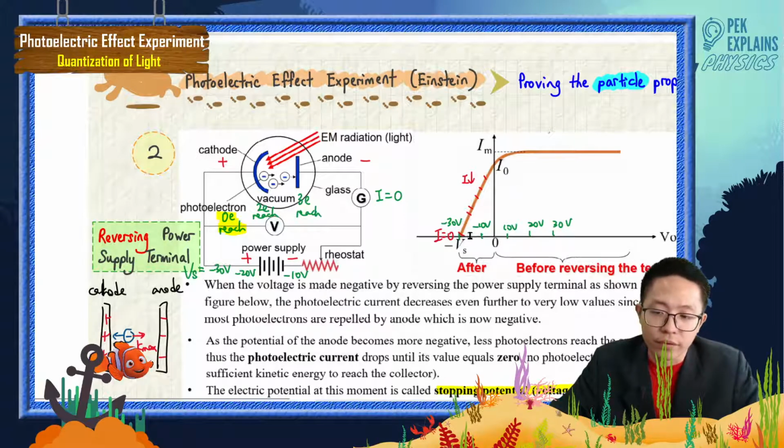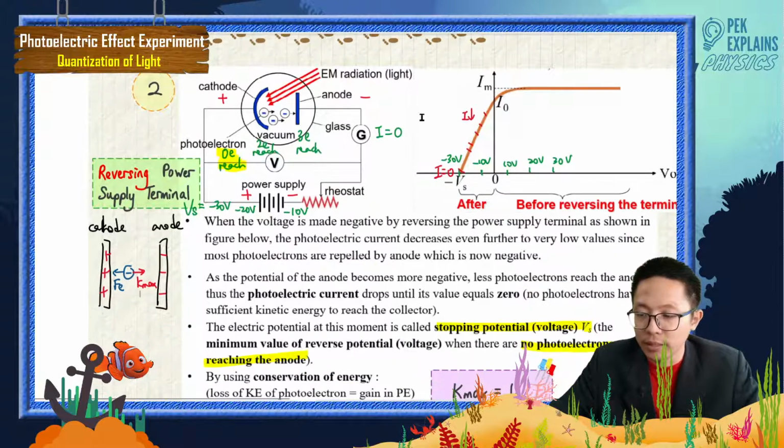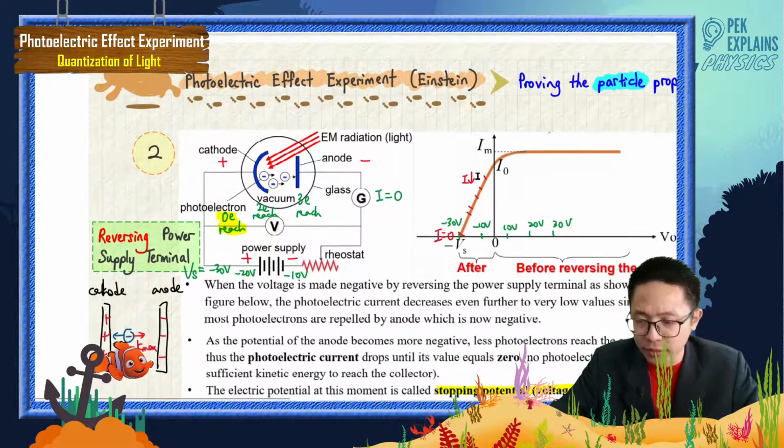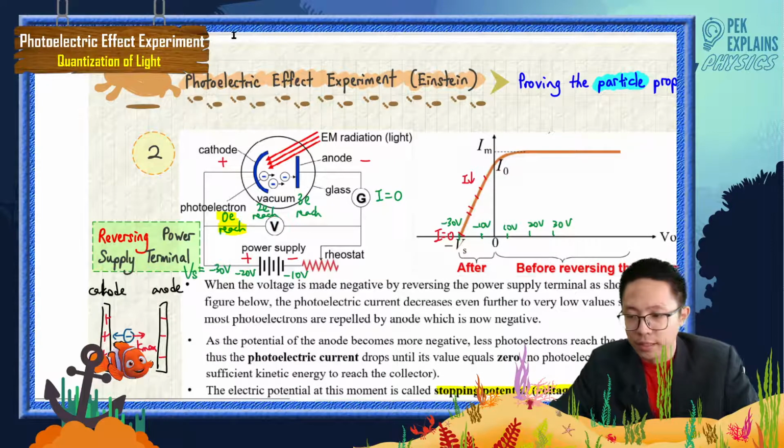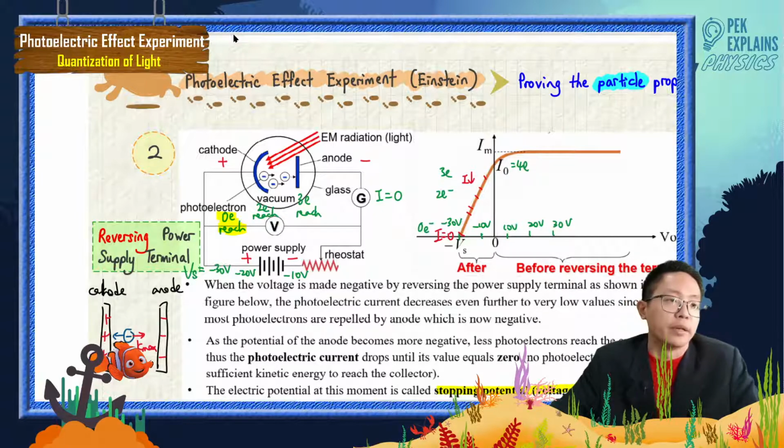So you see, when you reverse, the current will drop. Last time, for example, I naught was 4 electrons. Now you reverse the voltage, it becomes 3 electrons, 2 electrons, and at last 0 electrons. So the current is 0. No electron can reach the anode.